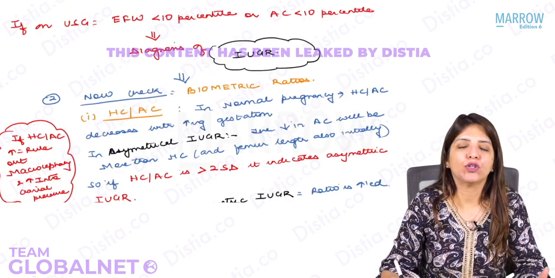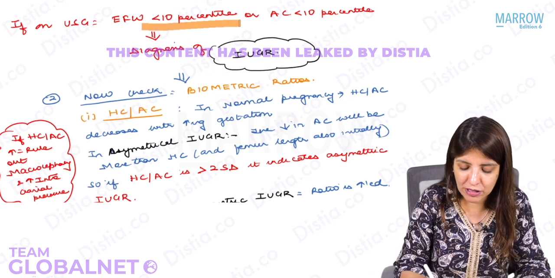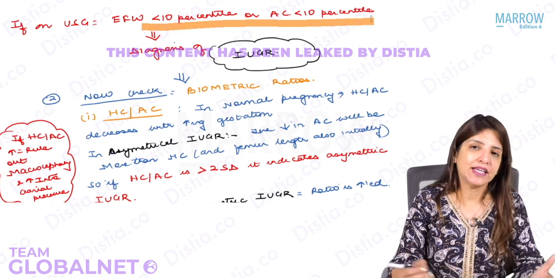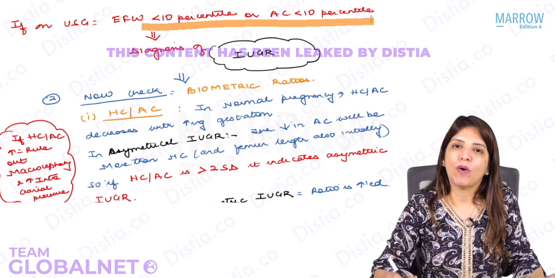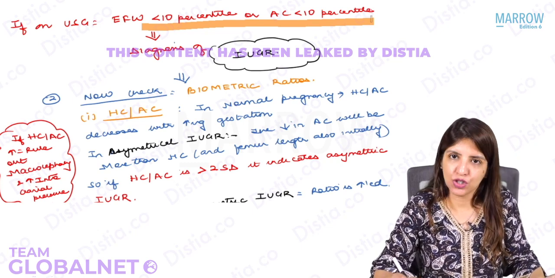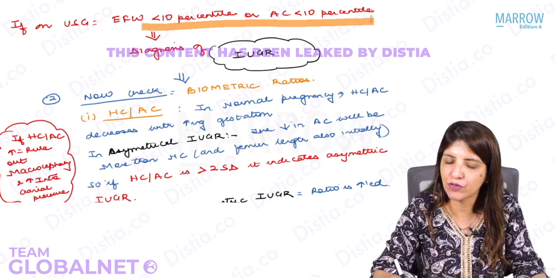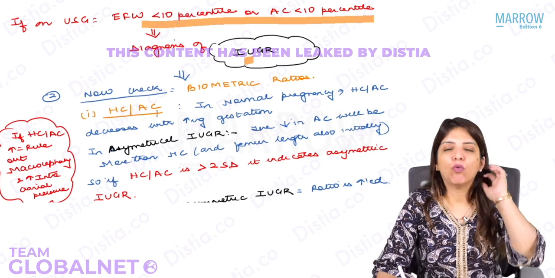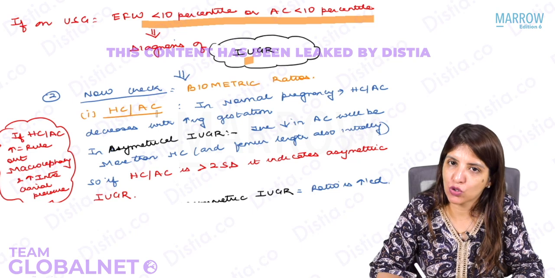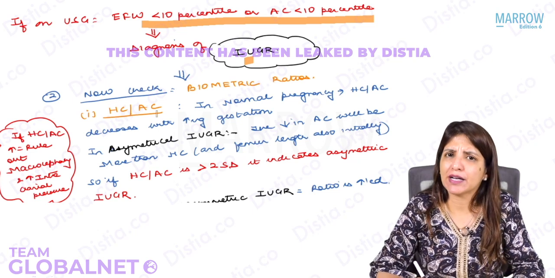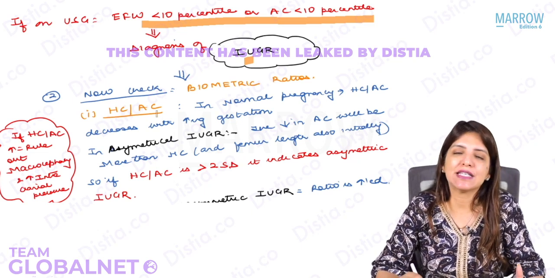Now, if on growth scan either the estimated fetal weight comes less than 10 percentile or the abdominal circumference comes less than 10 percentile, either of these two things, then I make a diagnosis of IUGR. Once I have made a diagnosis of IUGR, I'm going to check the other biometric measurements also: the abdominal circumference, the head circumference, the femur length. And then I am going to see certain ratios.